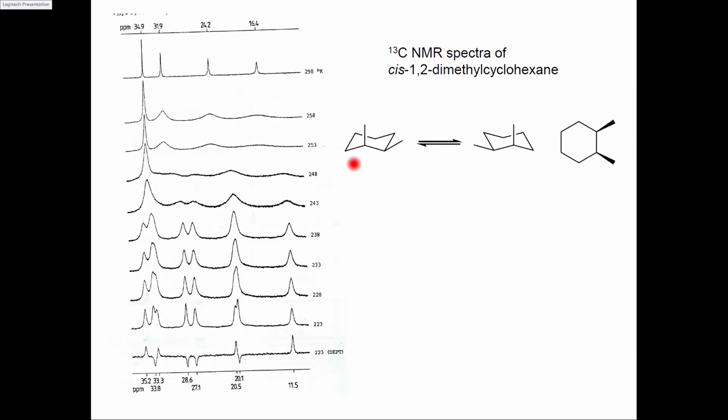Suppose it is rapidly undergoing interconversion between these two states, NMR will see an average state which is going to look like this. In this particular state, there is a plane of symmetry, and the plane of symmetry essentially makes the molecule look like a non-chiral, achiral compound.